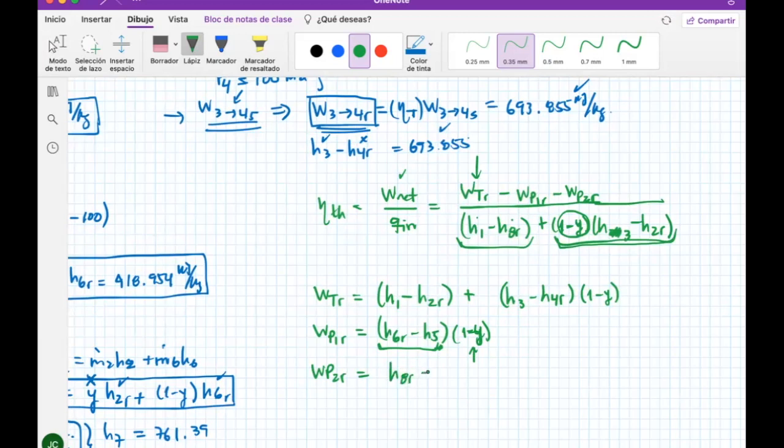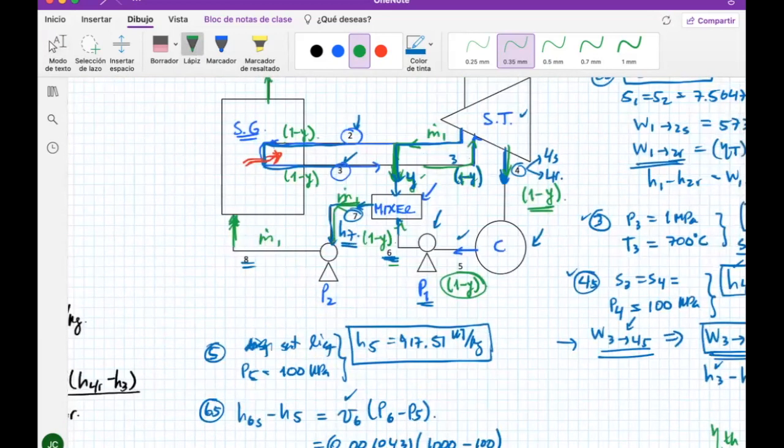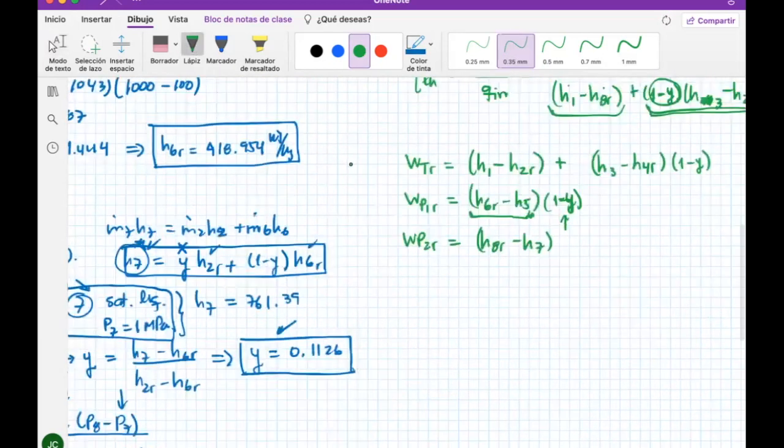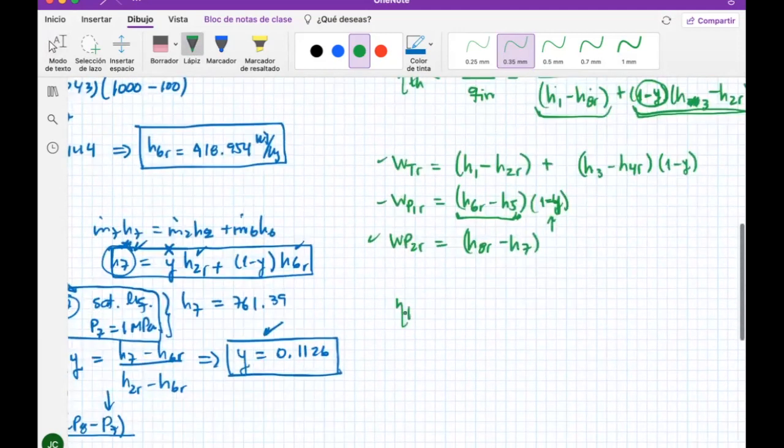Now let's do P2R equals to, this Y is going to be H8R minus H7, and multiply by the whole thing. I think everything here is the whole thing. So with that, I already have established everything I need. Everything is here. I'm not going to put the numbers there, but I'm going to tell you that we have done it. 0.305. So that's what happened there.